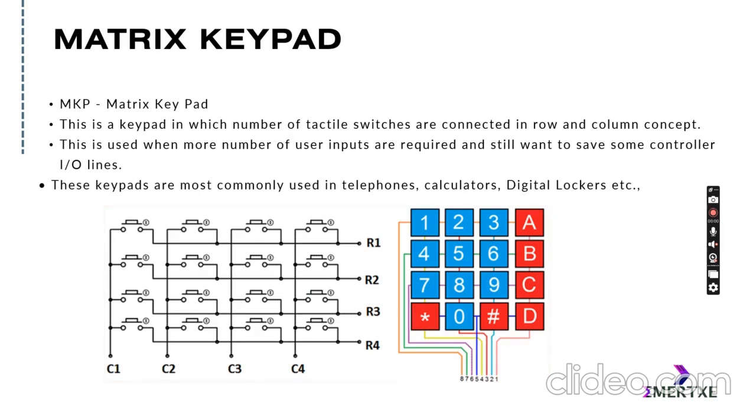Matrix keypad. A matrix keypad is a set of tactile switches arranged in row and column format, commonly used in devices like digital locks and microwaves. It enables efficient user input with minimal microcontroller input-output usage. Whenever a switch is grounded, input is received by the controller. Whenever R1 and C1 are grounded, switch number 1 is sensed. This is how the other switches also work.